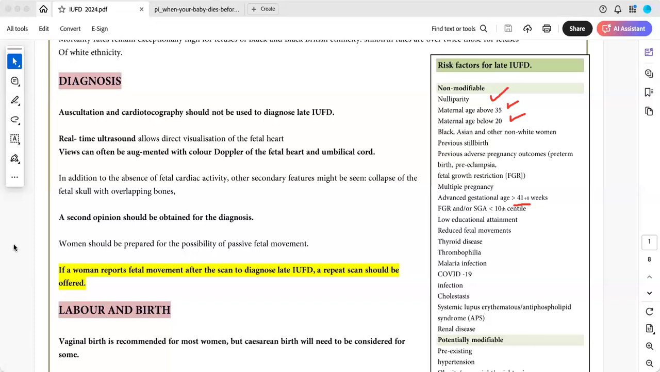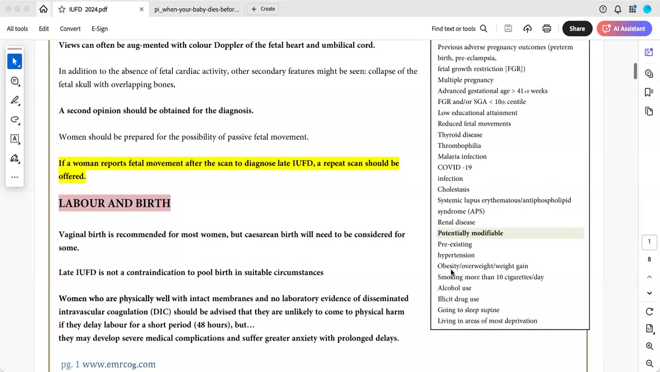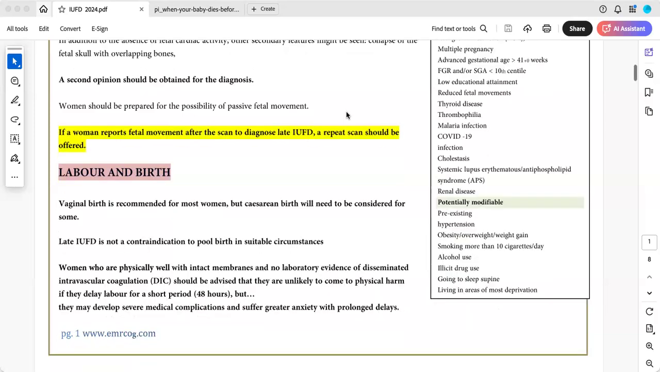For the potentially modifiable risk factors, we have pre-existing hypertension, obesity and overweight, smoking more than 10 cigarettes per day, alcohol use, illicit drug use, going to sleep supine, and living in an area of most deprivation. So those are the risk factors which can make single best answer questions in your exam.